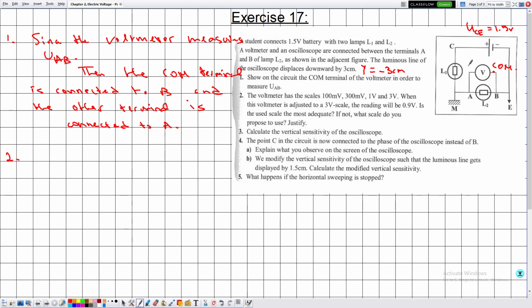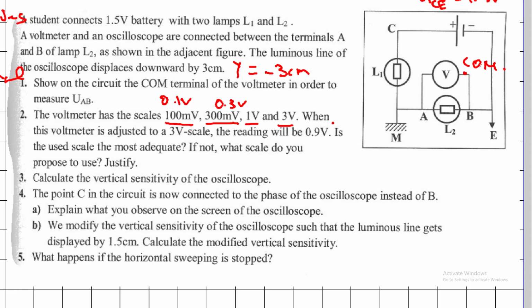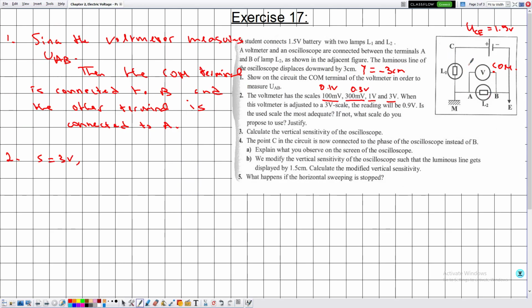Now in number 2, the voltmeter has the scales 100 millivolts, 300 millivolts, 1 volt, 3 volts. So 100 millivolts is given by 0.1 volts and this is 0.3 volts. When the voltmeter is adjusted to a 3 volts scale, S is equal to 3 volts, the reading will be 0.9 volts. So notice that here the voltmeter is reading which applied voltage? The voltage across the lamp L2. So UAB in this case is equal to 0.9 volts.